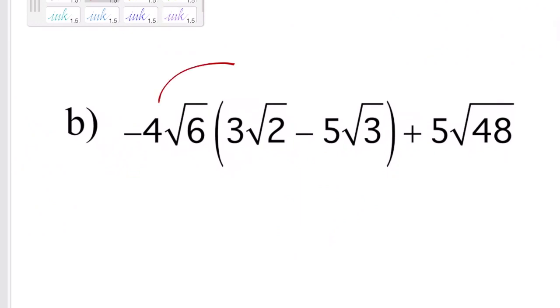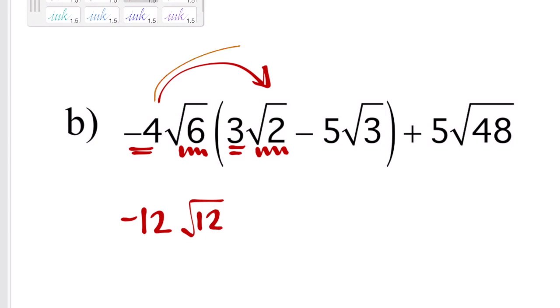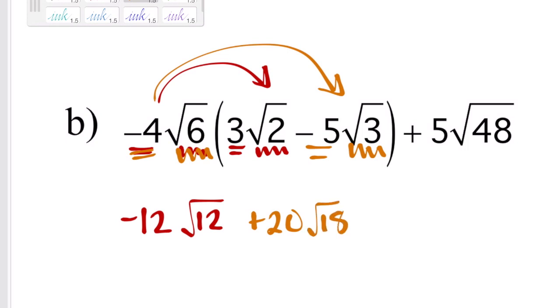So when we're multiplying, I'm looking at my negative 4 times the 3. So the numbers on the outside multiply together. We would get negative 12. And then the square root 6 and the square root 2, they're both under a square root, so they can multiply together, which would give me square root 12. Distributing in negative 4 and negative 5 would give me positive 20. And square root 6 times square root 3 would give me square root 18. And then we still have that plus 5 square root 48.